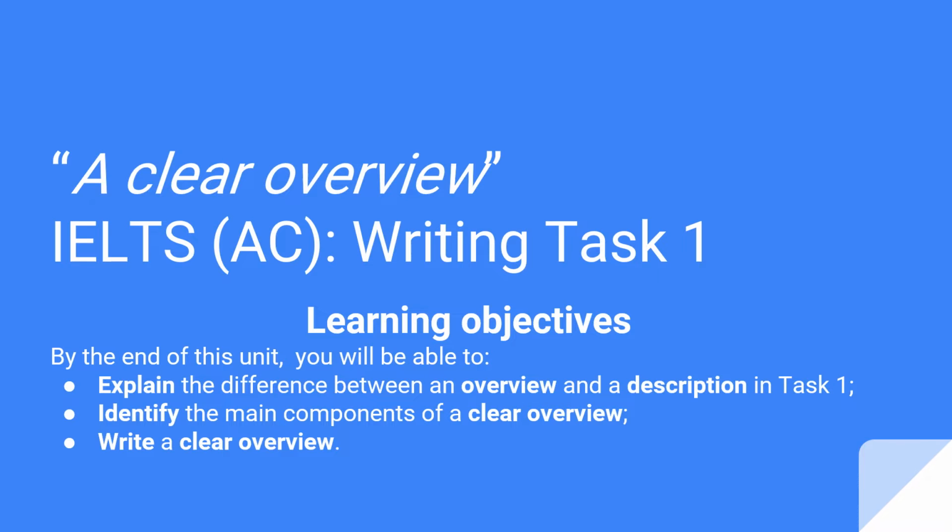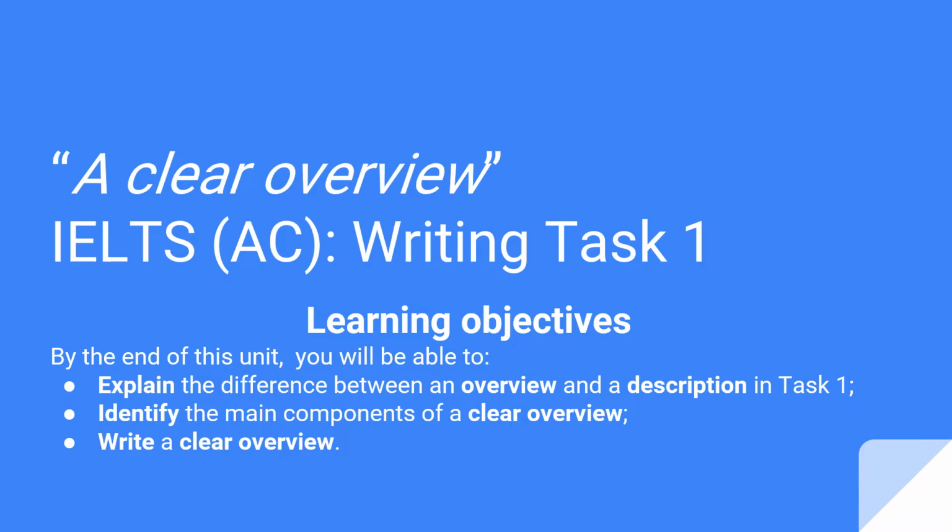Today's learning module is about writing a clear overview, which is an important feature of the task achievement category in Task 1 in the IELTS Academic Writing Test. We have 3 learning objectives in this module.